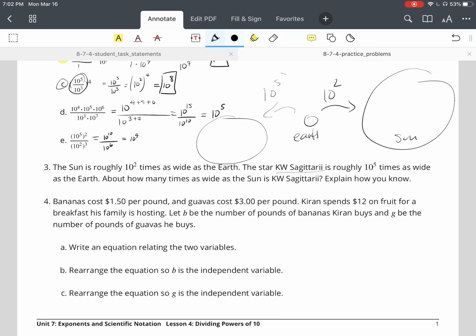So, here's how big this big star is. Here's the sun. So how many times bigger is one compared to the other? Well, we would do 10 to the 5th divided by 10 squared. Since we're dividing, we're going to subtract the exponents, and that's 10 to the 3rd times as big. It's pretty big.